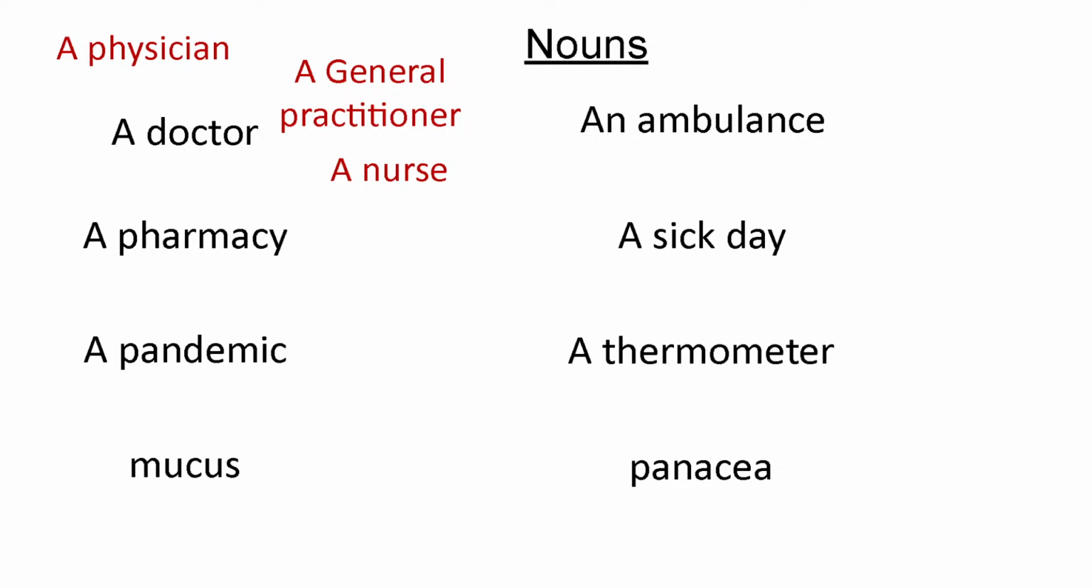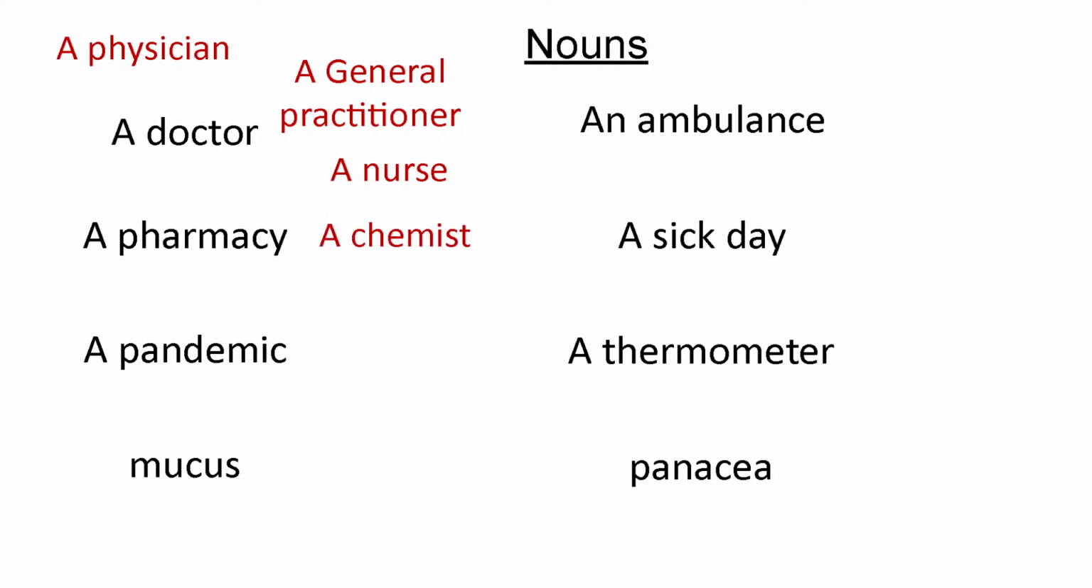Okay, so we've got the word pharmacy. A pharmacy. So you notice that I've included the article here. So a pharmacy, a sick day. It's always best to write down nouns with an article so that you don't forget them. Many students forget to include the article. So a pharmacy, a similar word, a chemist.